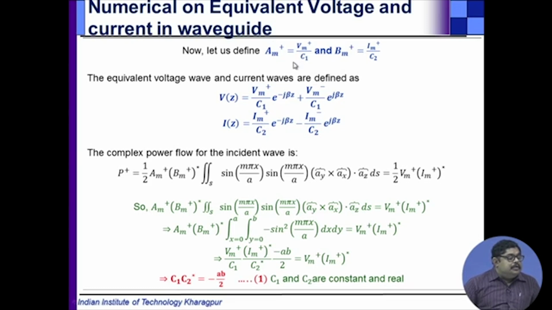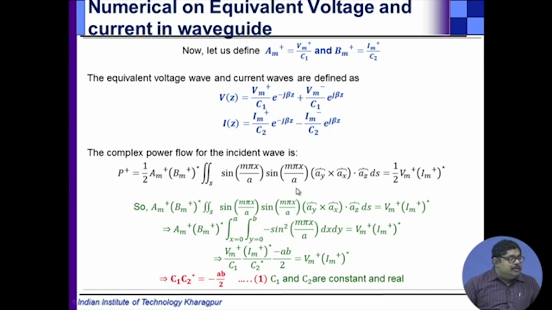Now let us define, as we said, that the electric field and voltage should be proportional. That proportionality constant, let us say C1. So, this is a voltage quantity that we are making proportional to Vm plus, the magnitude of the voltage wave. And the magnetic field part we are making proportional to the current. This proportionality constant is C2. So, this C1, C2 value finally we will have to find. Now, equivalent voltage and currents are like this.